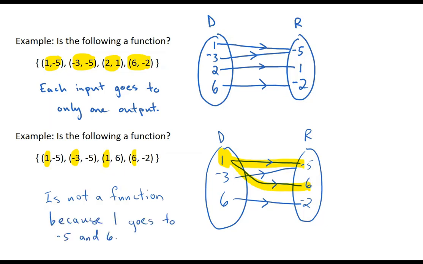So if we needed to state our why on that, we could say it's not a function because 1 goes to -5 and 6. And that really hammers home that you understand what the issue is here and not just that it's not a function or it is a function.